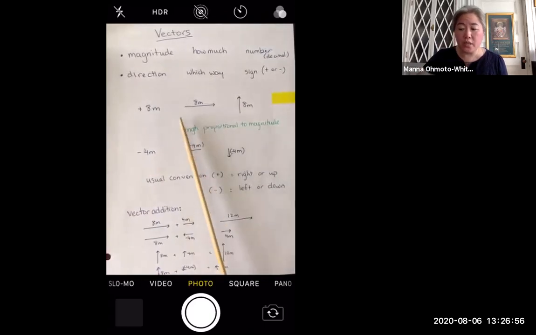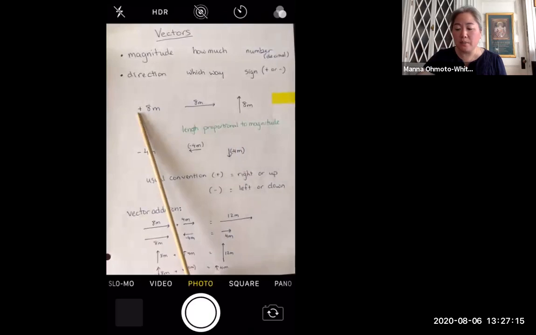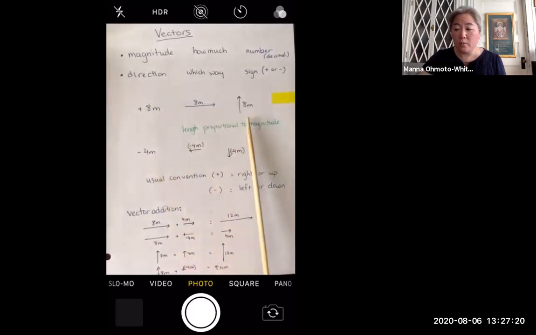And I can show this with an arrow. And the arrow shows the direction of motion, in this case, and the length of it is proportional to the magnitude. It doesn't have to be an absolute thing. It's just if it's larger, you draw it larger, and if it's smaller, you draw it smaller. Now, for our intents and purposes, a positive displacement will either be to the right or it will be up. Those are the general conventions.